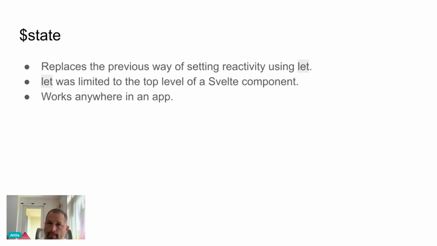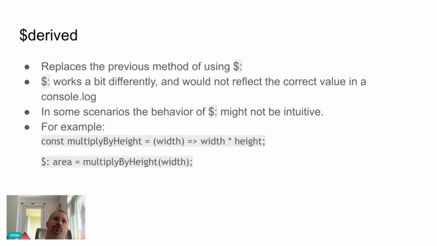I'm going to go over the next rune, and then we'll go to a couple of code examples. Okay, so derived is similar to state, except instead of replacing the way of using let, it replaces the previous method of using the $: syntax to designate a derived reactive value.